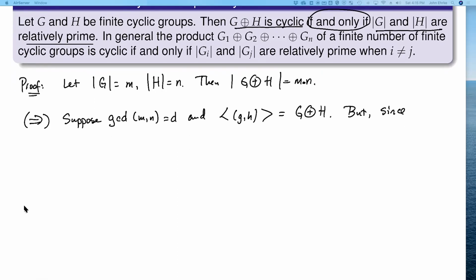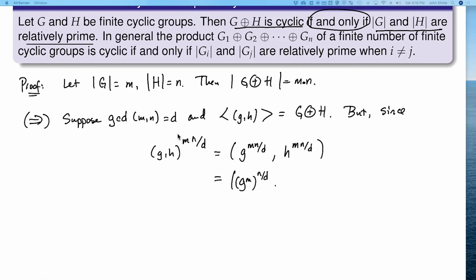Since D is the greatest common divisor of M and N, D would divide M times N. You can say that the element (G, H) raised to the MN divided by D is the same thing as G to the MN divided by D and H to the MN divided by D. That's just by definition of how operations work. But then you can say, well, this is G to the M to the N divided by D.